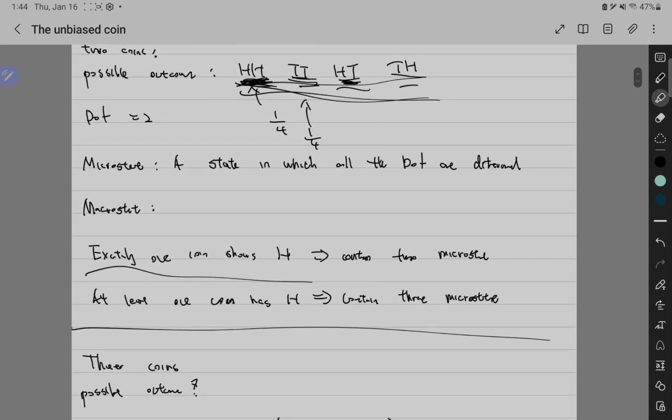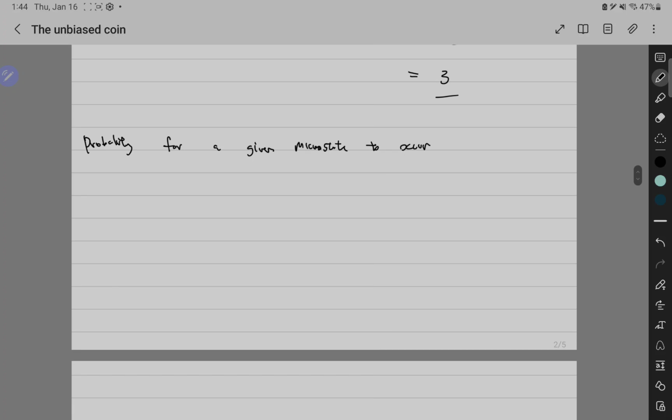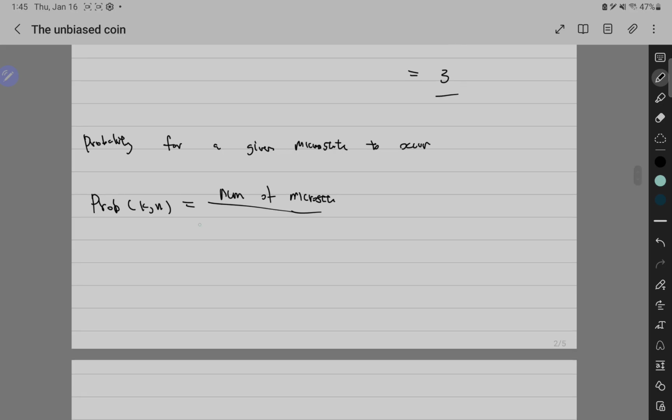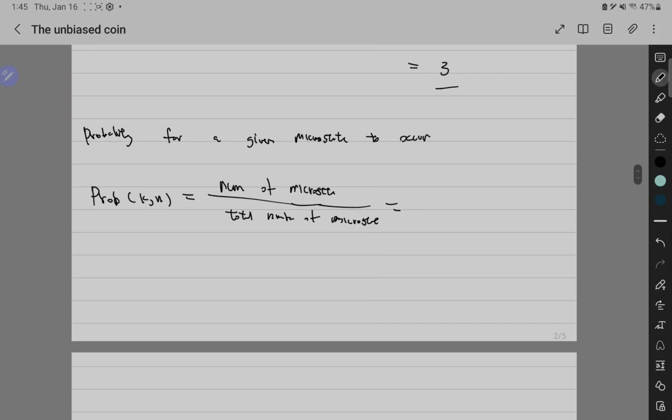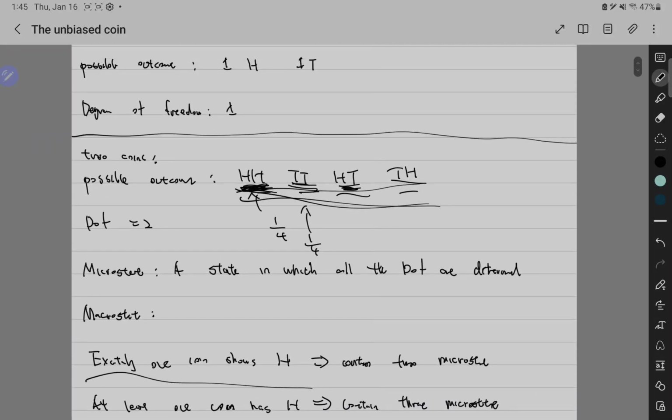So a general formula we can use here is probability of k equals number of microstates over total number of microstates. So in this case, for our 2 coins, our total number of microstates is 4, so 4 at the bottom. And then if we're just talking about tails or heads, it's going to be 1 at the top because you're choosing 1.